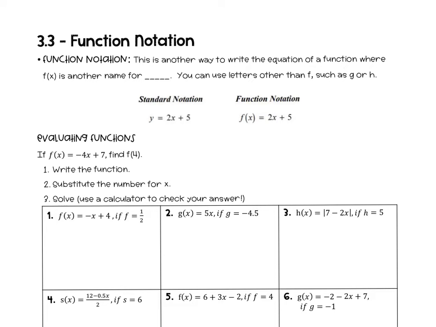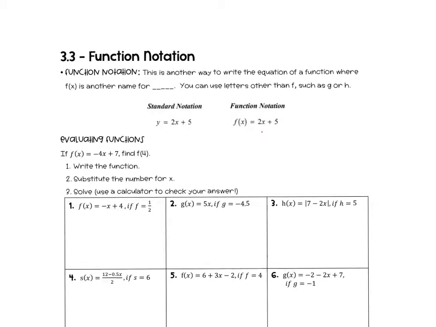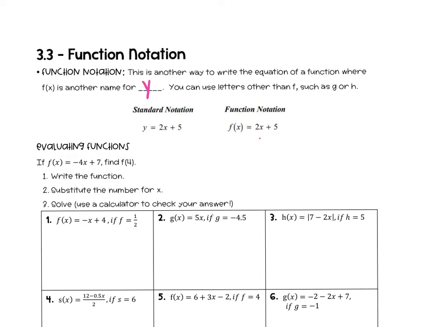Today we're covering lesson 3.3, which is function notation. Function notation is another way to write the equation of a function, where f of x is just another name for y. You're used to seeing y equals 2x plus 5, or mx plus b, that's our slope-intercept form. But now if the relation is a function, instead of writing y, they will write f of x.